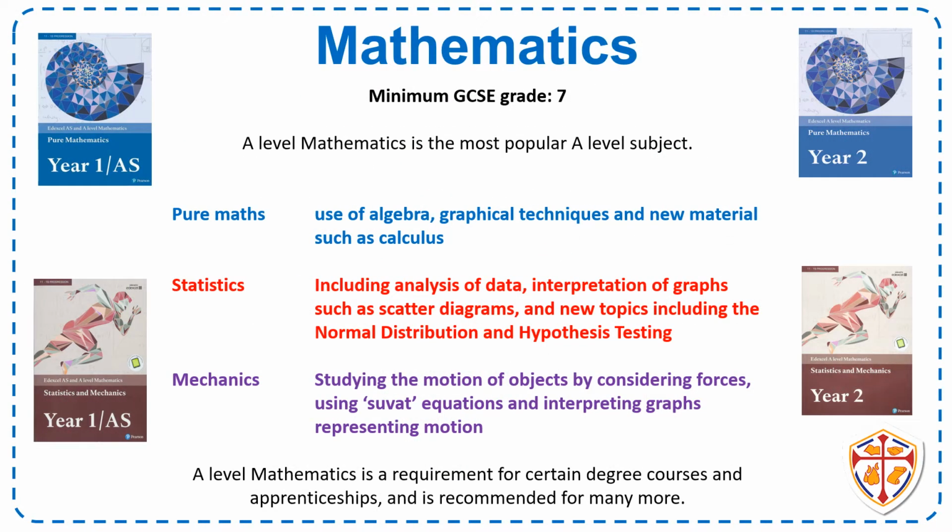To study A-level mathematics, we require a GCSE grade of a 7. This is because the content can get quite challenging, so we want to ensure that you have a strong mathematical knowledge when you start the course.